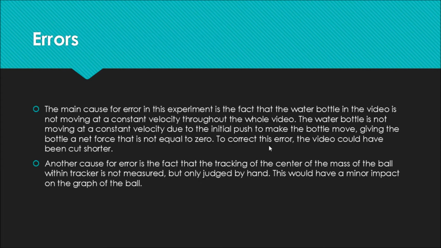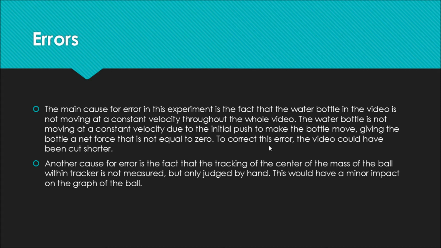The main cause for error in this experiment is the fact that the water bottle in the video is not moving at a constant velocity throughout the whole video. The water bottle is not moving at a constant velocity due to the initial push to make the bottle move, giving the bottle a net force that is not equal to 0. To correct this error, the video could have been cut shorter.